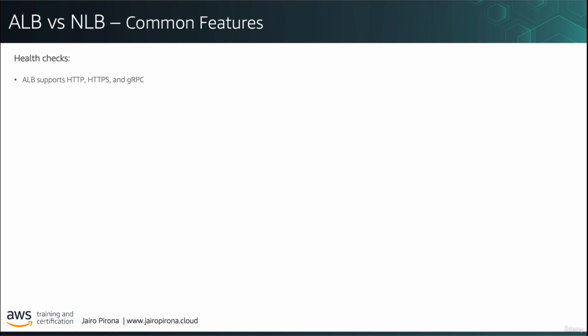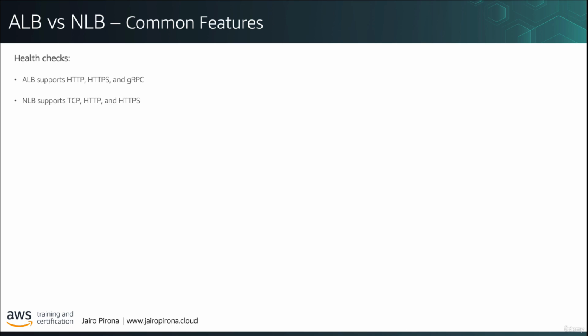Health checks are used to determine if the target is healthy. Application load balancers support health checks by HTTP, HTTPS, and gRPC. gRPC is an open-source remote procedure call, or RPC framework. It is commonly used by applications built on a microservices-based architecture. Network load balancers, on the other hand, support health checks by TCP, HTTP, and HTTPS.